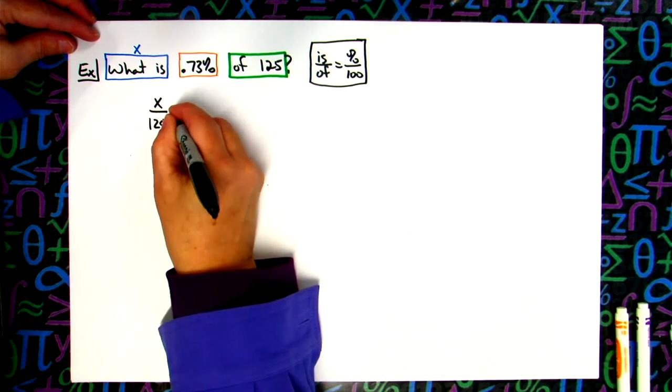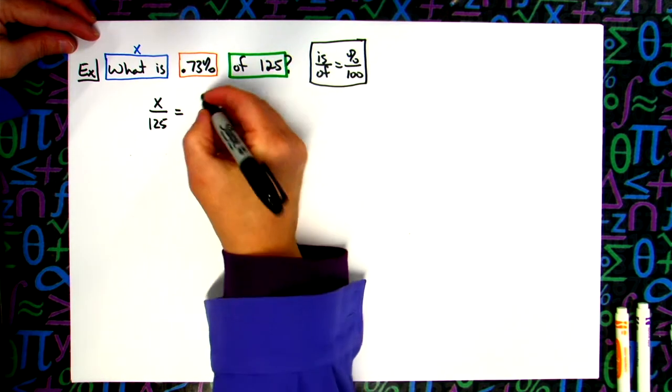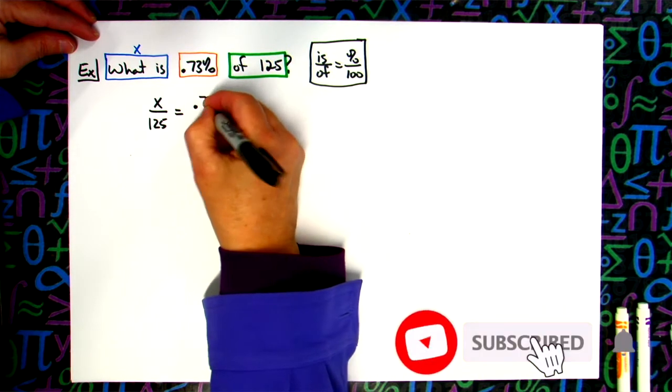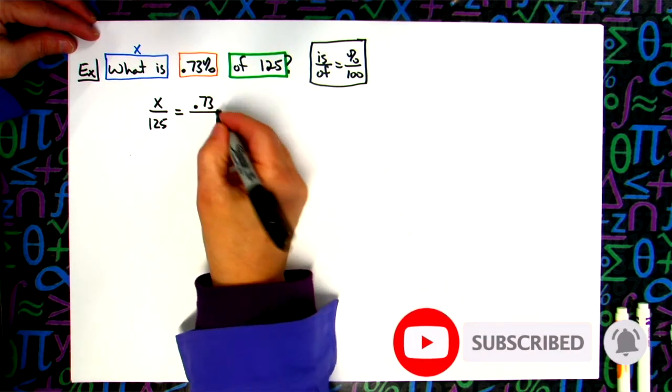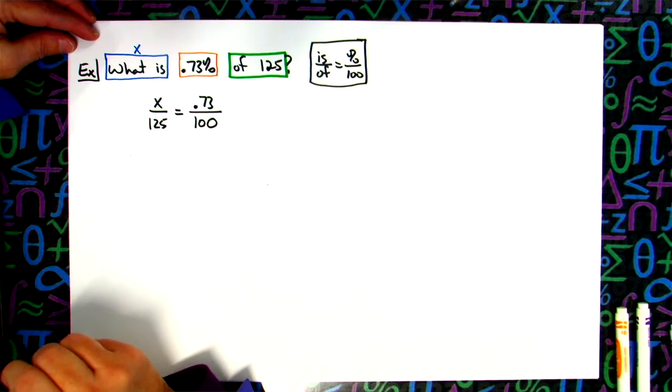125. Percent, what's the percent? 0.73. So whatever the number is, write it down. And then 100 always goes in that bottom right-hand corner.